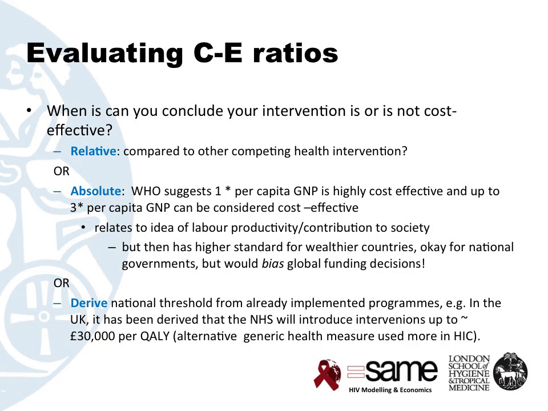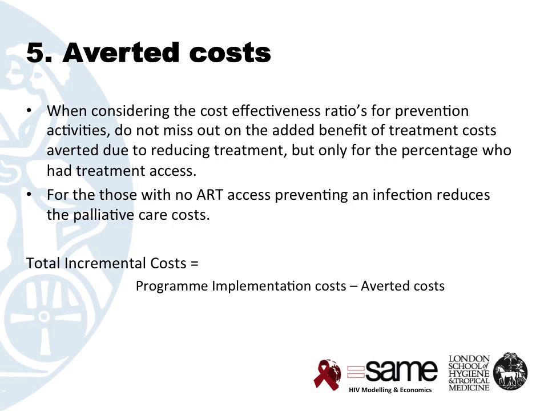One other note I wanted to make in your costs, and I haven't gone into estimating costs at all. I think that's potentially another session if people are interested about program costs. But when considering the cost-effectiveness ratios for prevention activities, it's important not to miss out on the added benefit of treatment costs averted, due to reducing treatment. So if you're averting an HIV infection, you have your program costs, but you're also reducing your costs in the long run by not having to treat that person.